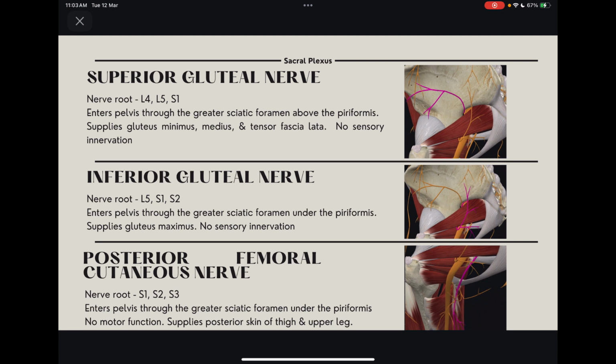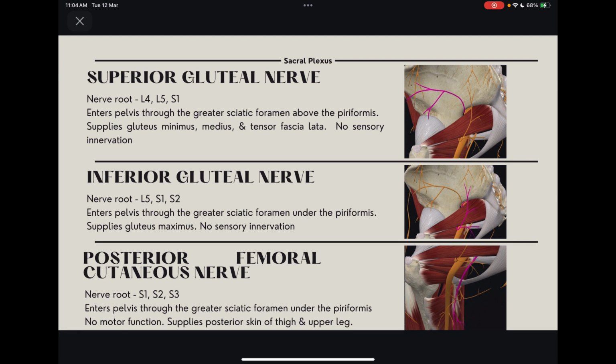In the pelvic or hip bone, we have an ischial spine, dividing it into a greater sciatic foramen and a lesser sciatic foramen. In the greater sciatic foramen, we have a muscle spanning that region called the piriformis muscle. And this will divide it into a superior part of the greater sciatic foramen and an inferior part of the greater sciatic foramen. The superior gluteal nerve is entering in the compartment above the piriformis muscle, unlike the inferior gluteal nerve and the posterior femoral cutaneous nerve, which will enter under the piriformis muscle.